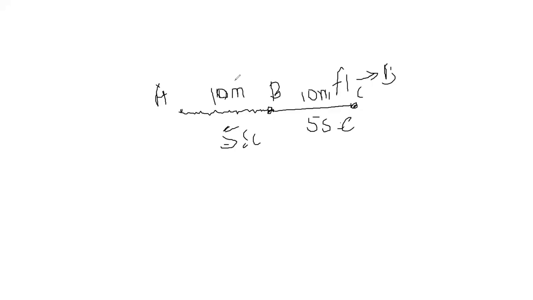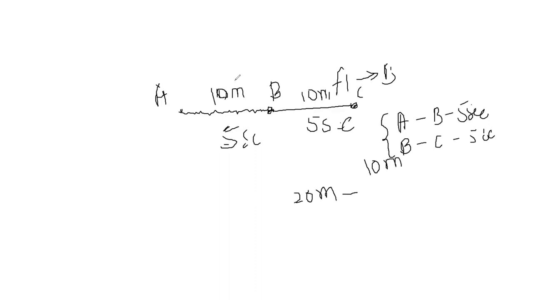So the time required to cover the distance from A to B is 5 seconds, whereas from B to C is also 5 seconds, and for both cases we have a similar distance, that is 10 meters. So we are covering a distance of 20 meters in 10 seconds, and here we have a uniform motion of a vehicle or a person traveling from point A to point B and from point B to point C.